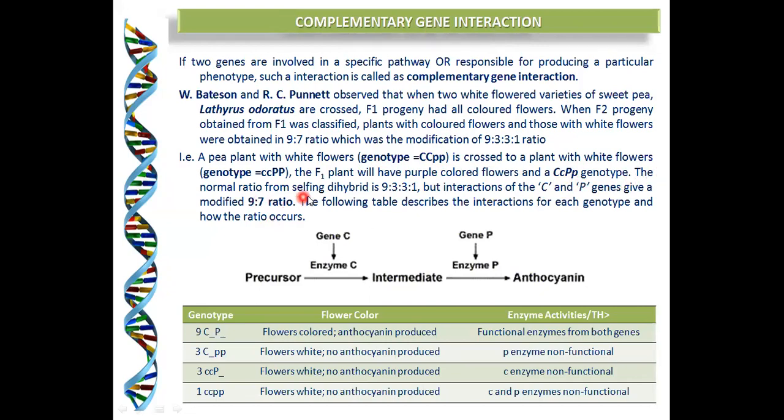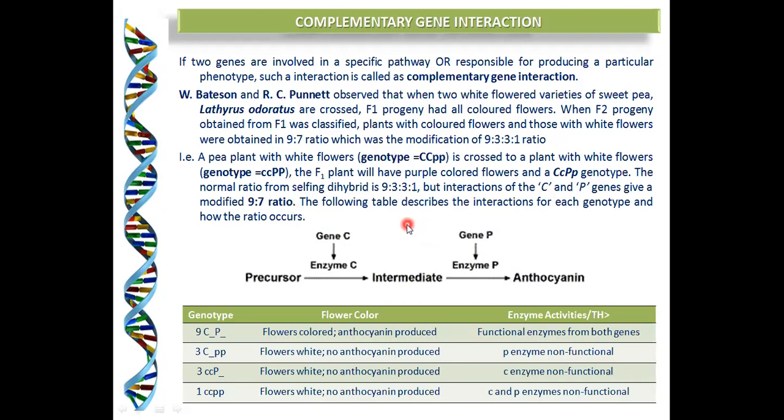The normal ratio from selfing the dihybrid is 9:3:3:1. So when we self this F1 hybrid, the F2 generation which we receive is in the ratio of 9:3:3:1. But if we allow these F1 progenies to self-pollinate in the interaction, capital C and capital P genes give a modified 9:7 ratio.